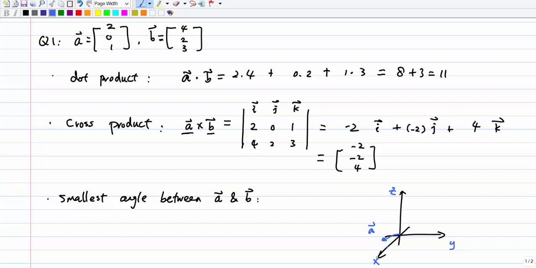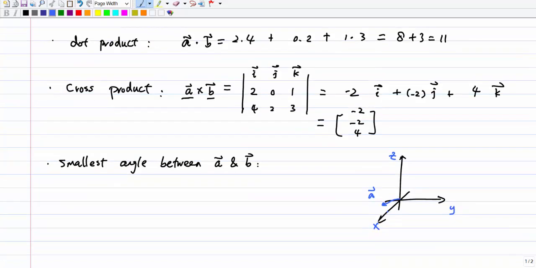This will be 4, this will be 2 over here, and 3 will be right over here. It's somehow like this. So there will be two angles. One is this angle, and you could have another angle which is just on the other side, right over here.